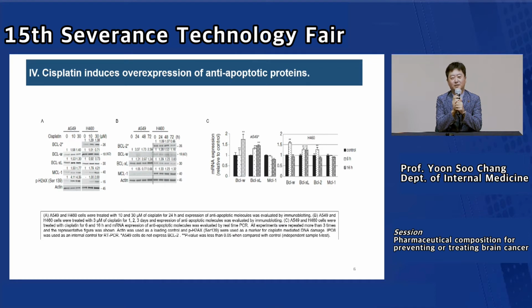To begin with, let me explain how cisplatin induces anti-apoptotic proteins. Upon therapeutic use of some of the most common chemicals like cisplatin, substances like BCLXL and BCLW increase dose-dependently and time-dependently. And such increase was known to start from RNA transcript level, as you can see.